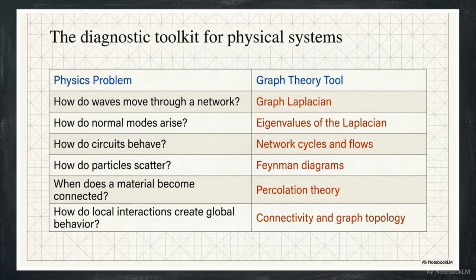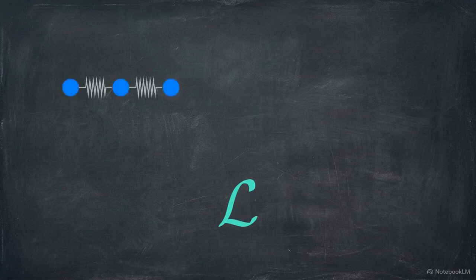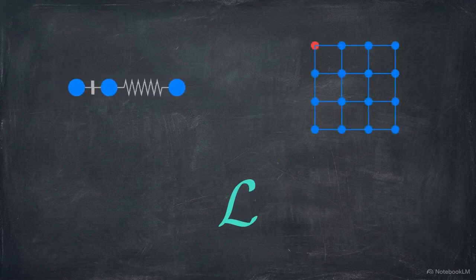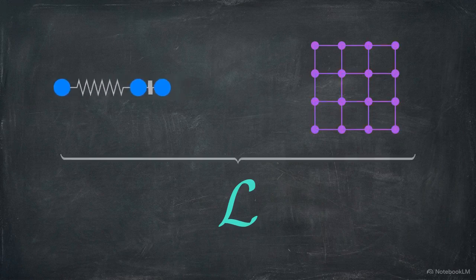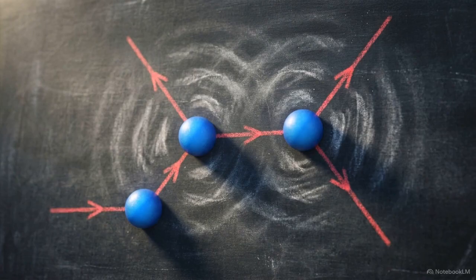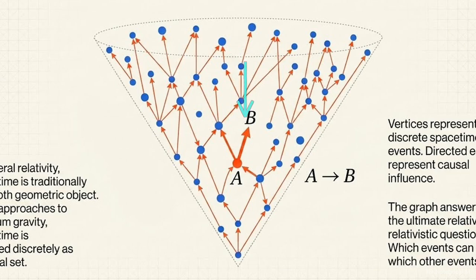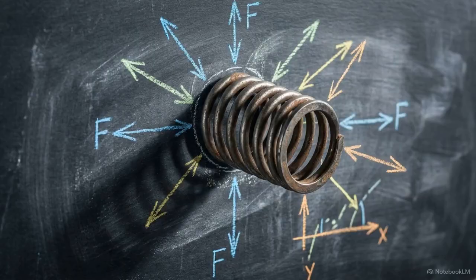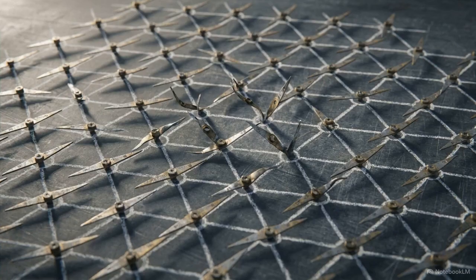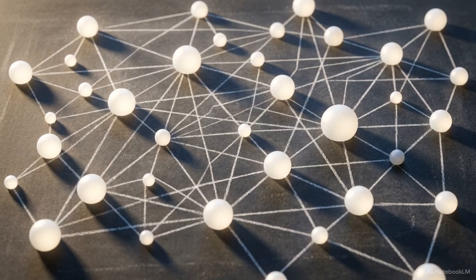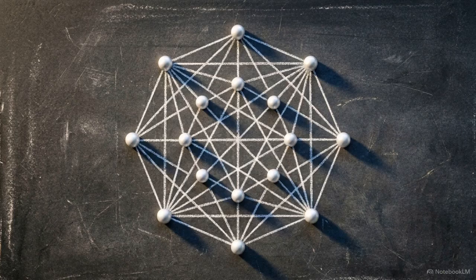The exact same graph Laplacian used to calculate the motion of mechanical springs is used to chart heat diffusing across a solid material. In quantum field theory, the infinite possibilities of particle scattering are organized by tracking allowed paths on a network. The causal structure of general relativity is modeled discretely using directed graphs. From mechanical vibrations and heat diffusion to quantum scattering and magnetic phase transitions, graph theory translates diverse physical interactions into organized networks. It provides a shared mathematical framework that reveals the connectivity at the foundation of these systems.